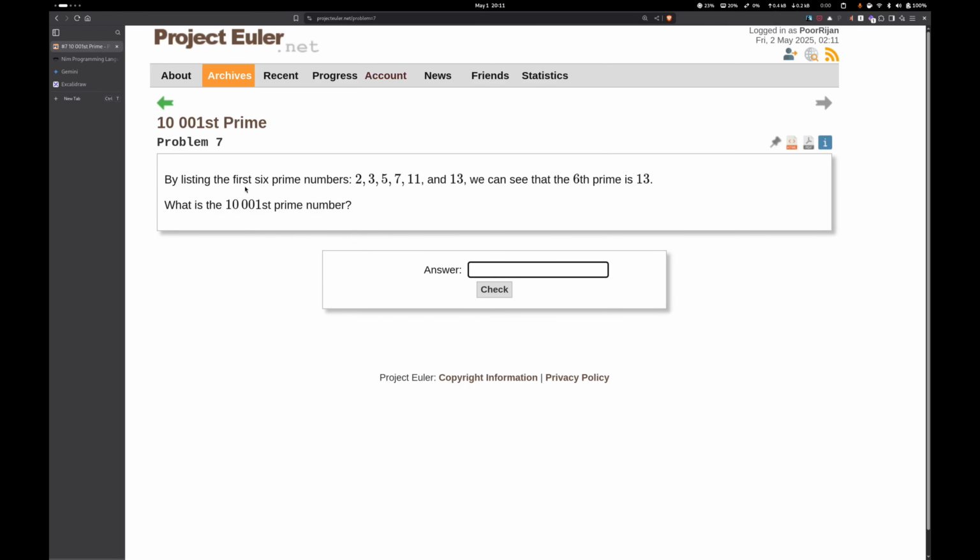By listing the first 6 prime numbers, we can see that the 6th prime number is 13. What is the 10,001st prime number? Okay.